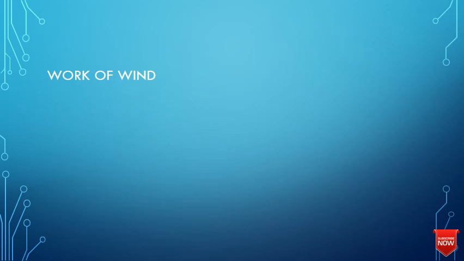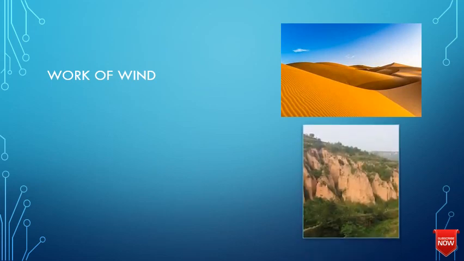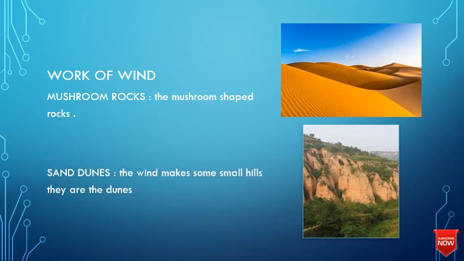Now we are going to see about the work of wind. Have you ever visited a desert? Try to collect some pictures of sand dunes if you visit a desert. This is a desert's picture. Mushroom rocks. The mushroom shaped rocks. You can see rocks in the shape of a mushroom in the desert. Commonly they are called mushroom rocks.